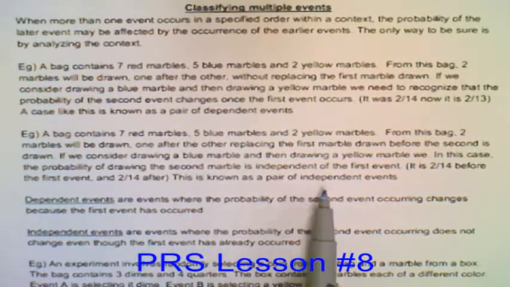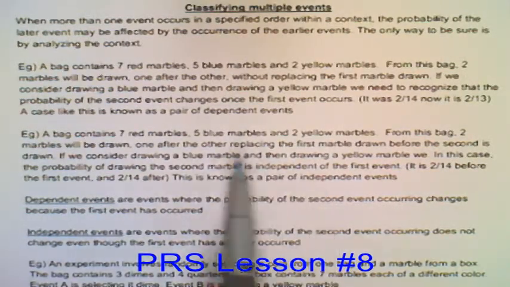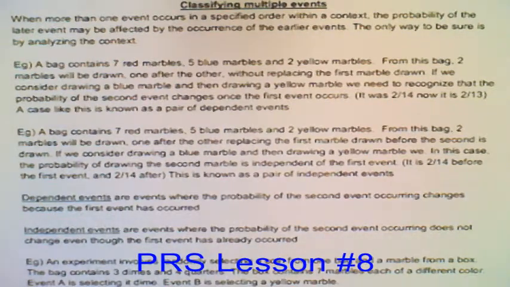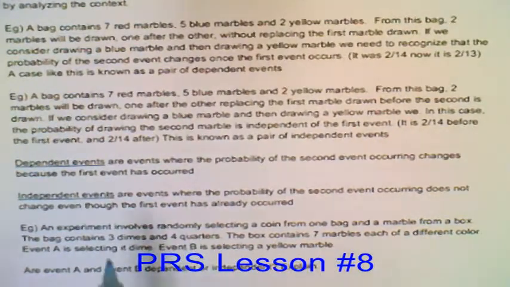It doesn't matter what happened afterwards. It doesn't matter what happened first. So these are independent events, whereas if I didn't put it back, it was dependent events. That's what we're talking about here, dependent versus independent. Is the probability of the second event or later events occurring dependent or independent of what happened first? If it's dependent, things have changed. If it is independent, things have not.